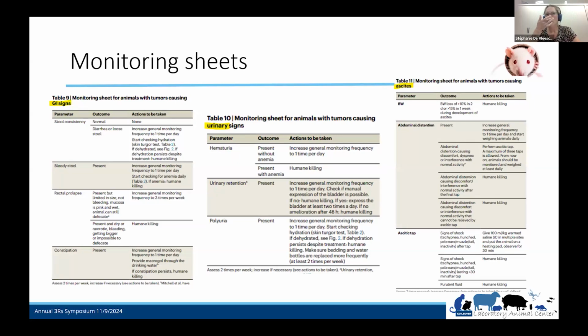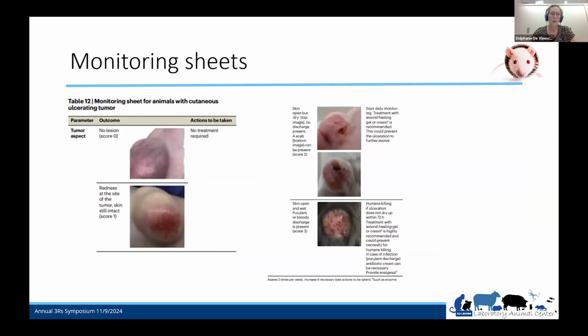Why ascites? Normally, ascites should be an endpoint, but there are models where ascites is studied or where ascites is unavoidable. And we also wanted to give guidelines on how to tap and when to tap and how often to tap. And then this is the sheet for the cutaneous ulcerating tumor, where we also allow treating the ulceration. Of course, this should always be discussed with the vet and with the researcher, but it allows, in cases where ulceration may be expected, for example with irradiation, to maybe gain some data by treating the animals.